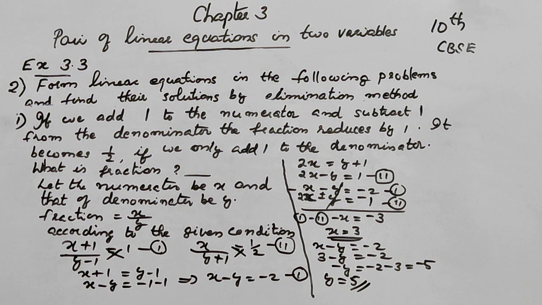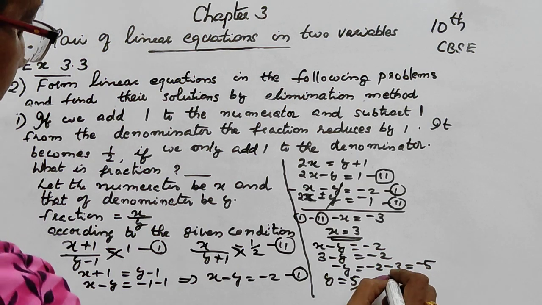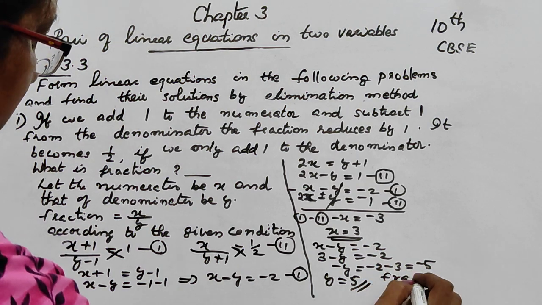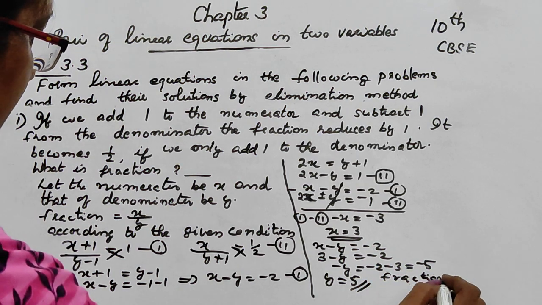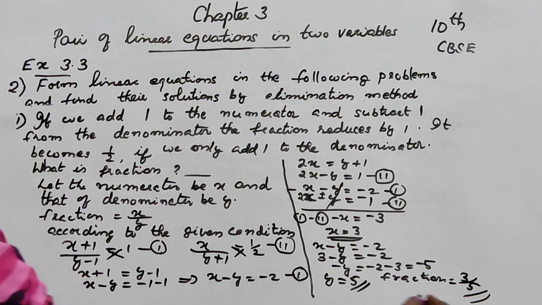Now we can write the fraction. What is the fraction? Fraction equals numerator 3, denominator 5. So the fraction is 3 by 5. You see, be very careful in doing these types of sums. Okay. Now we move on to the next question.